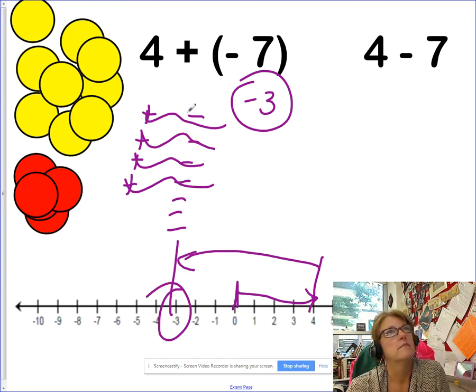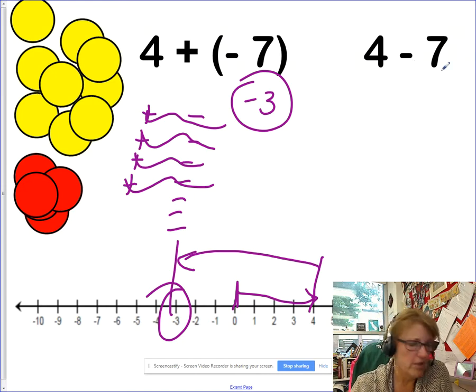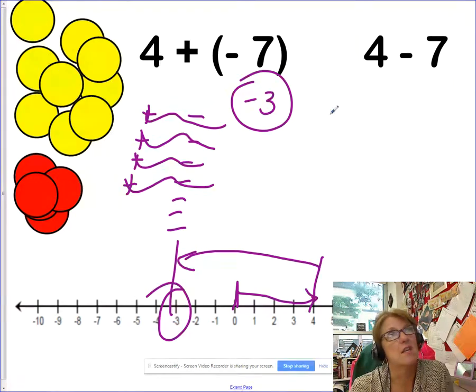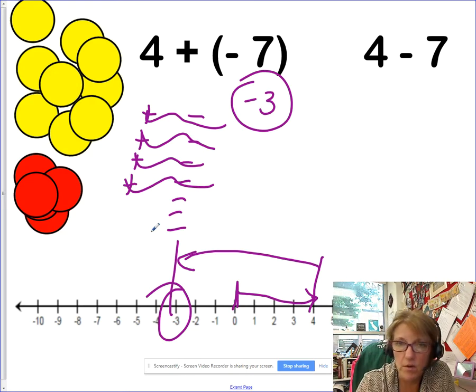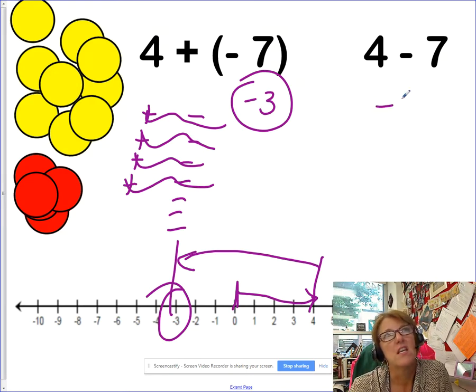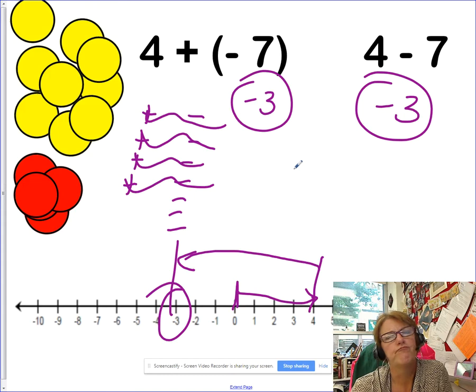Okay? If I just said 4 minus 7, now, when you were younger, we didn't talk about trying to take away more than what is physically there because we kind of determined that was impossible. But now that you see negatives, if you start at 4 and try to take away 7 or move to the left, you end up with -3. Adding -7, subtracting 7. They both started from 4. I get the same answer.